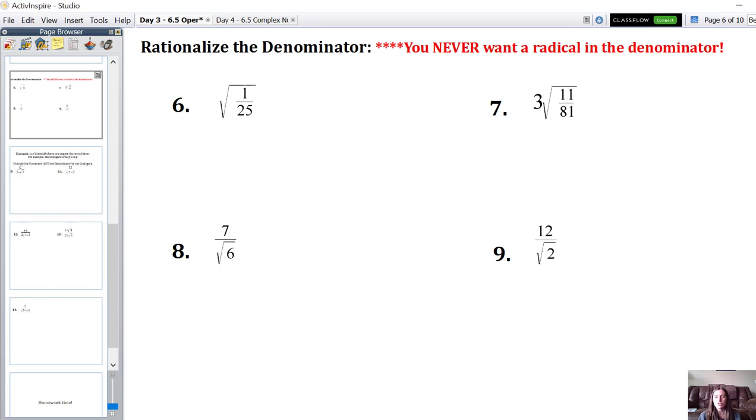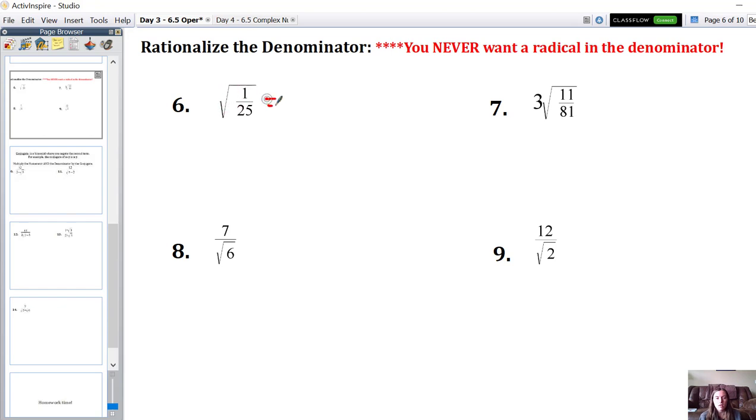Now we're going to do something called rationalizing the denominator. All that really means is we want to make sure we never have a radical in the denominator of a fraction. Right now I'm just going to simplify some fractions that have radicals. If you remember, we've got the square root of a fraction.